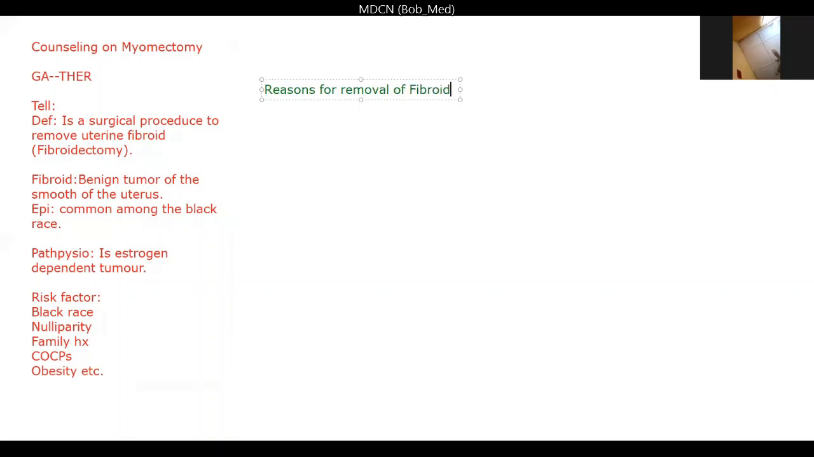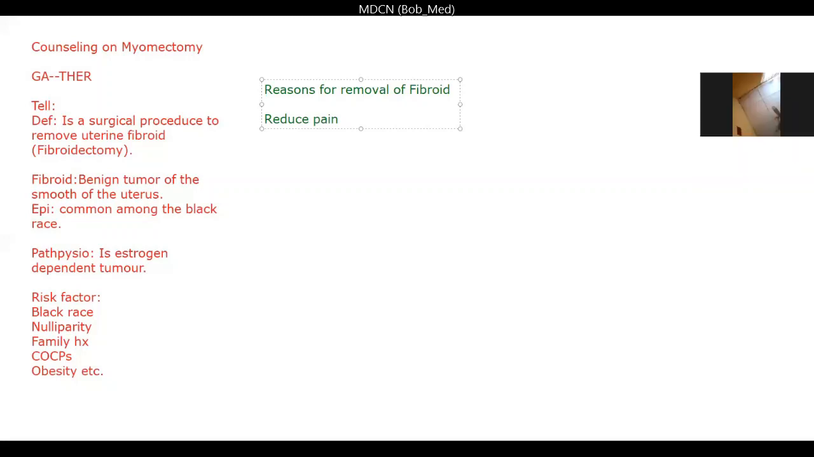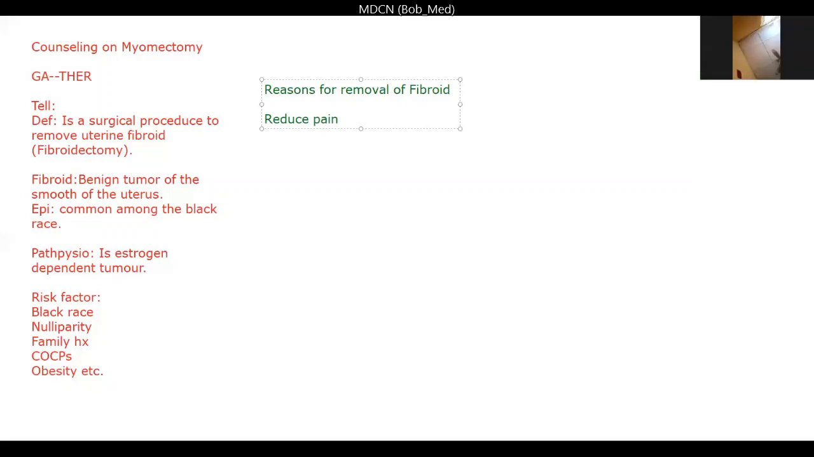So what are the reasons why you should remove a fibroid from somebody who is having fibroid? First, obviously, don't forget the symptoms of fibroid. You might be presented with pain. So you might want to relieve or alleviate pain. So you might remove fibroid because of pain, just to reduce pain. Those might be some of the reasons why you remove fibroid. Please take note, doctors. Apart from reducing pain, let's say reduce pelvic pain, please. Let me put it there, pelvic pain.